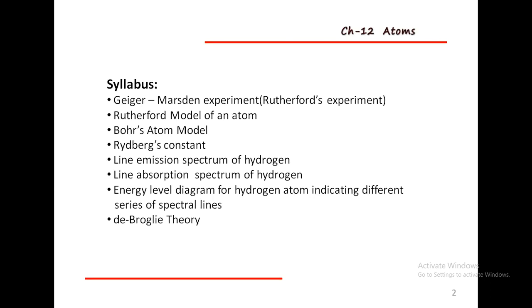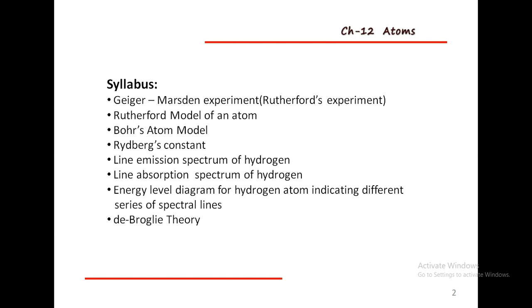We'll see briefly the syllabus of this chapter, that is the Geiger-Marsden experiment or the Rutherford experiment, Rutherford's model of an atom, then Bohr's model of an atom. Here it covers the merits and demerits of it, and it covers the expression for the radius of the nth orbit of the electron, the expression for the energy of the electron in the nth orbit of the hydrogen atom, etc.